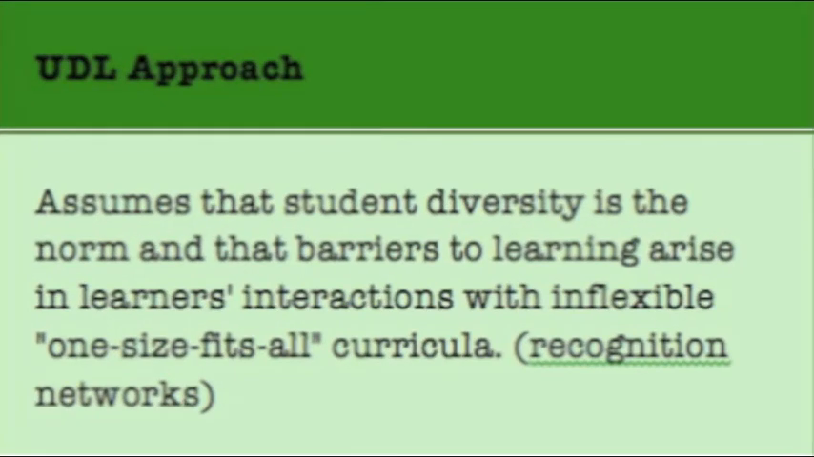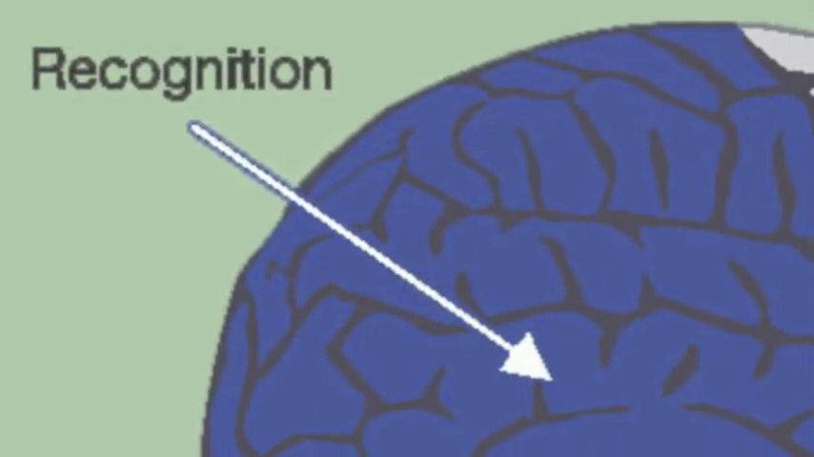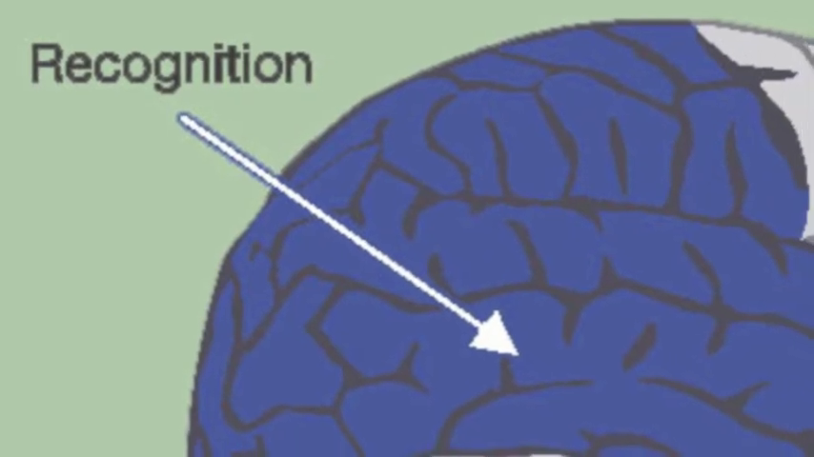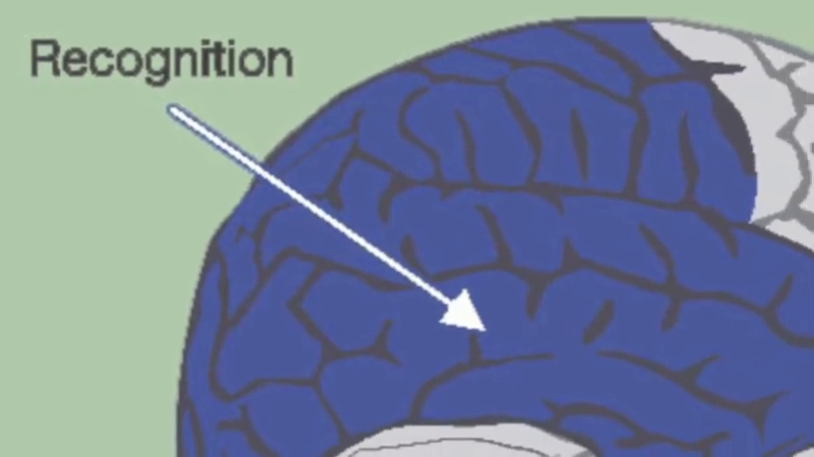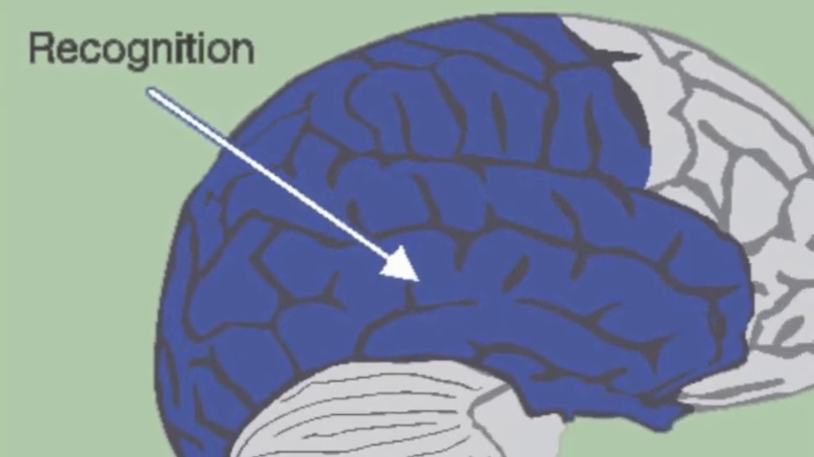UDL's approach assumes that student diversity is the norm and that barriers to learning arise in the learner's interactions with the inflexible, one-size-fits-all curricula. And that goes back to the recognition networks, which present information and content in different ways so that children with a variety of learning styles have access to the material in a way that makes the most sense to them.